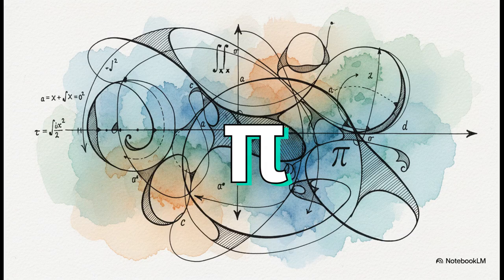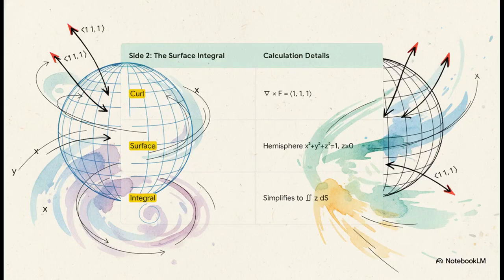Okay, let's pin that. Now for the moment of truth. Does the surface integral give us the same thing? All right, time for the surface integral side. First, we compute the curl of our vector field, which, amazingly, just comes out to the constant vector 1, 1, 1. Super simple. Then we integrate the dot product of this curl with the normal vector over the whole hemisphere.